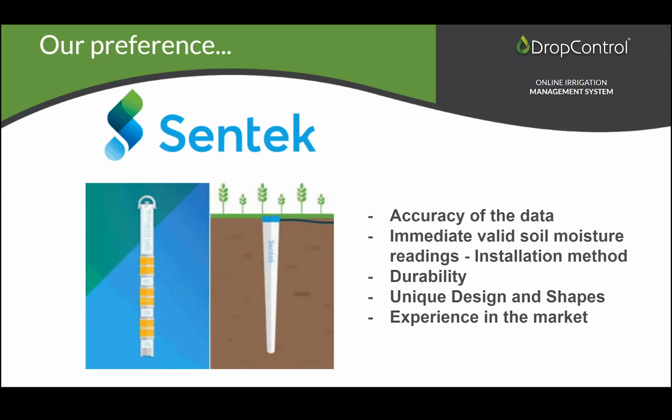The unique design: the EnviroScan and the drill and drop are two probes that have their own unique design and their own installation method. The drill and drop is a tapered shaped probe that comes with a tapered shaped bit for you to drill it in the ground. So there are immediate valid soil moisture readings. And finally, the experience these guys have in the market, being the ones that started this technology. They've seen a lot. They have thousands of probes in over 80 countries. So that is good support that we always count on.